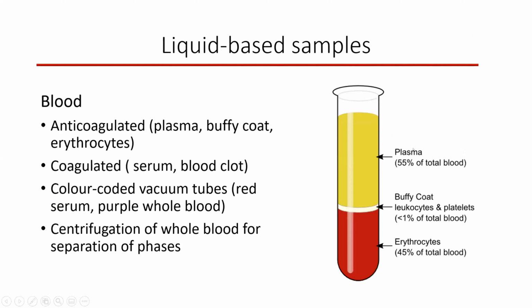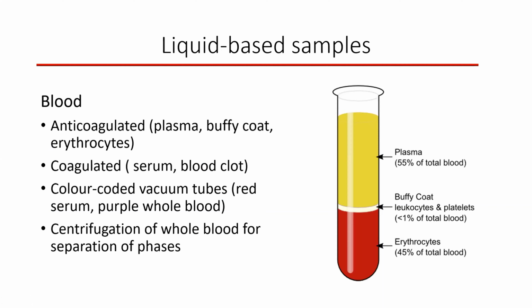So this is a centrifuged whole blood sample, which generates plasma, which is 55% of the total blood, buffy coat that contains leukocytes and platelets, and erythrocytes, which are red blood cells, which is 45% of the total blood.